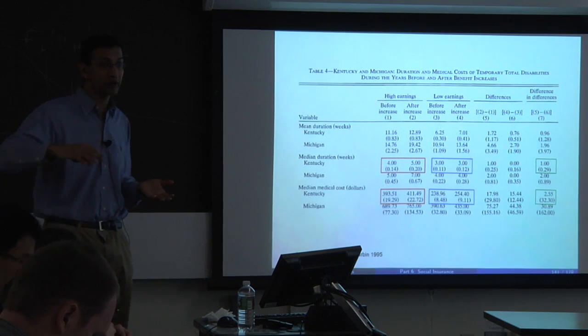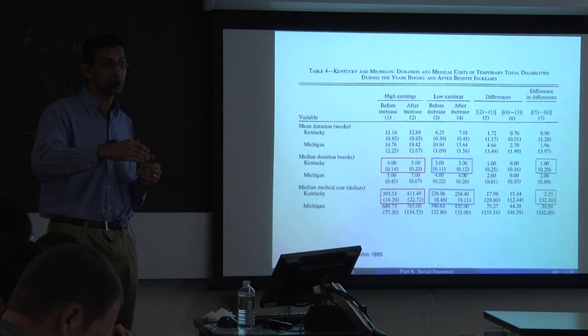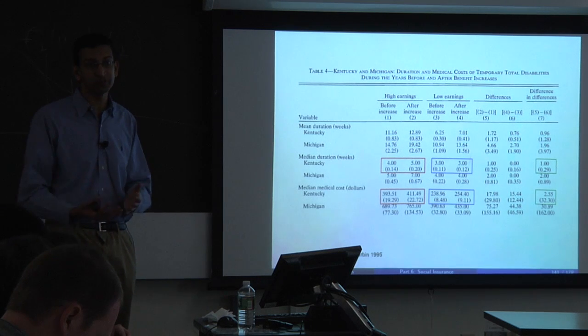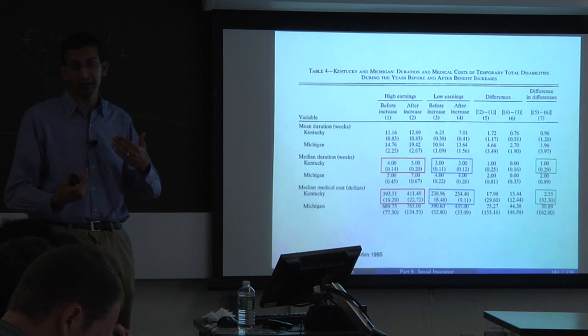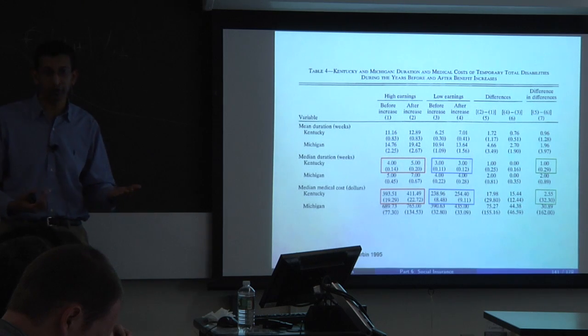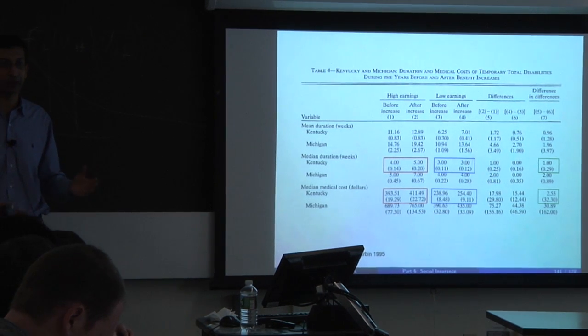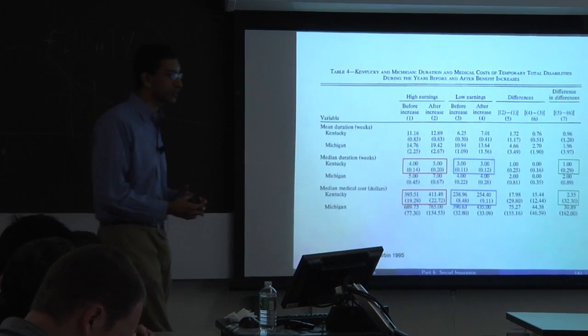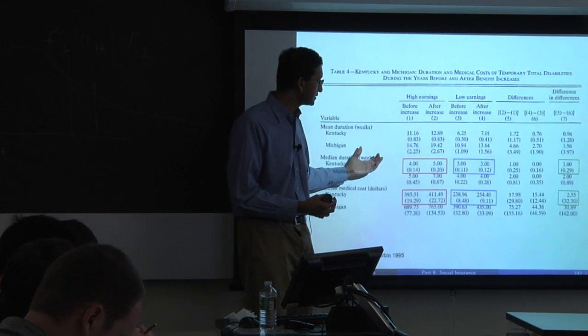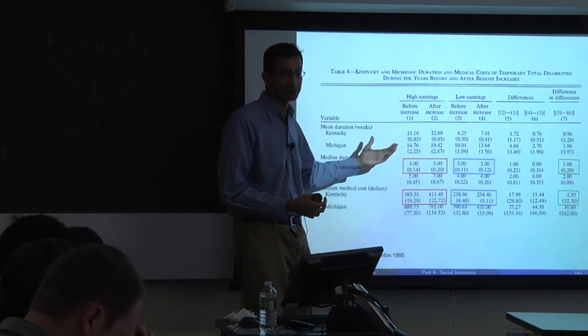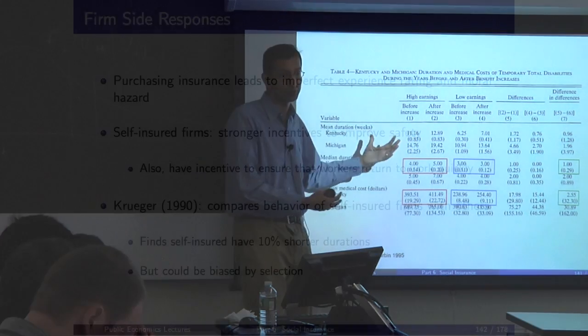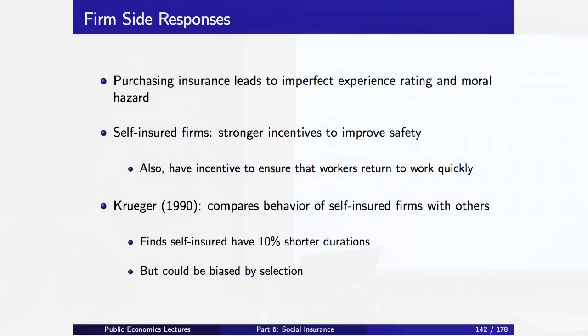People are taking longer to come back to work when the benefits go up, but they do not have more severe injuries, in the sense that if their injuries were actually worse, you would see that showing up in terms of them getting more medical treatment, right? But they're not. And so that suggests that this is a moral hazard sort of response, or that's what they want to argue. Okay, so that's a quick bit on worker responses.